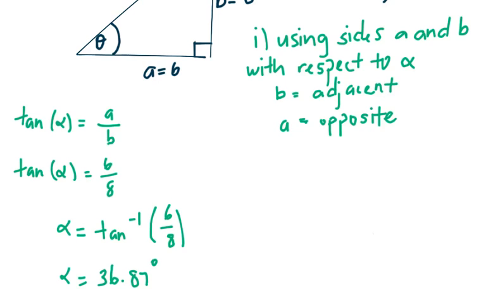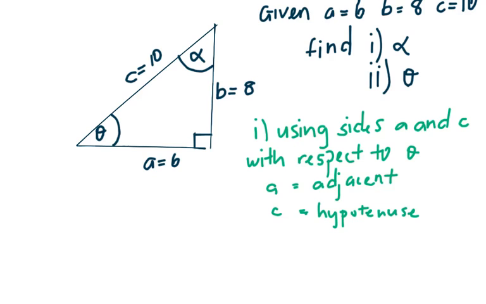So we found alpha. The next part requires us to find angle theta. I have chosen to use sides A and C with respect to theta. Now you can use any one of the sides that are given if you would like to do this question on your own. It doesn't matter, you should get the same answer.